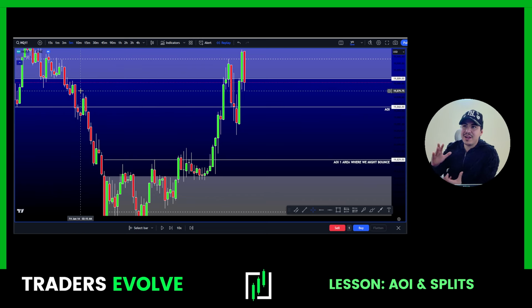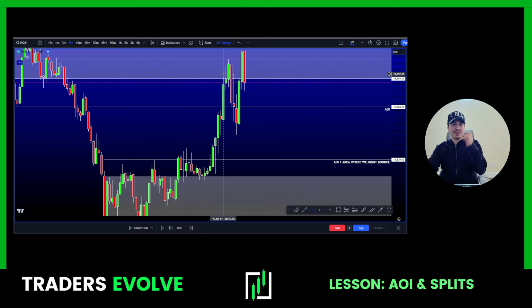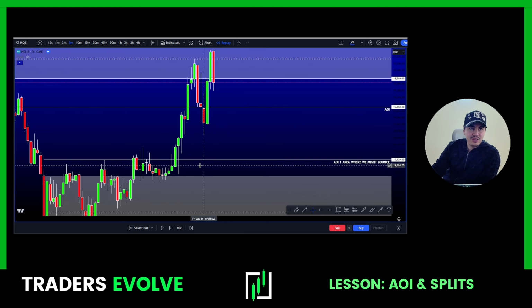But if we can find a very tight entry, and this can work in our favor, into at least 50%, which is exactly what we did, we're gonna catch a banger, okay? So my mind right now, going into this trade, we start heading up. We had the rejection of the AOI, okay?